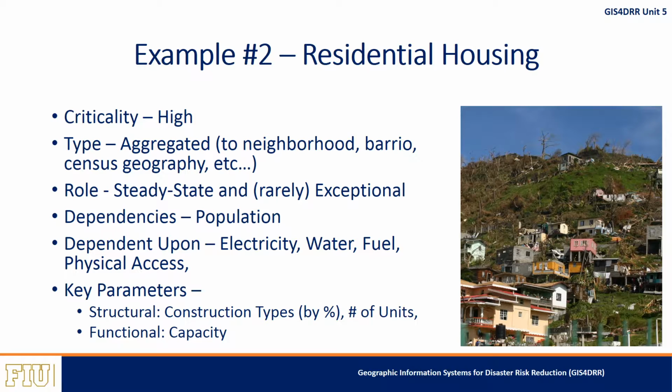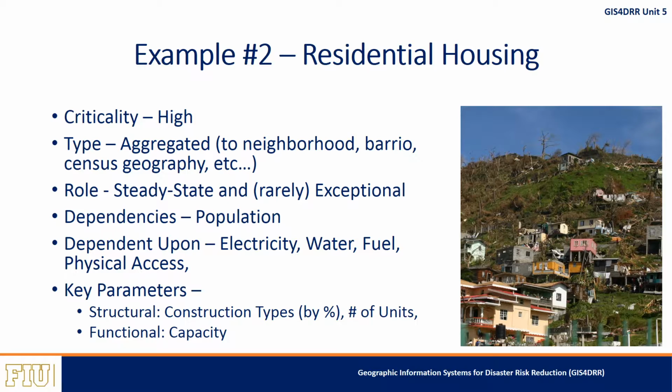There are exceptions where people are required to, in order to get assistance, take some people in or things like that. Different situations can require different solutions, but in large part, it's not used. We don't impose other families on people's homes. So the dependencies are, of course, the population who live in it. It's dependent upon, depending on the culture and the level of development, electricity, water, fuel, and physical access. So very similar to the hospital.